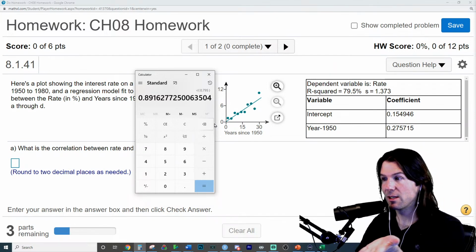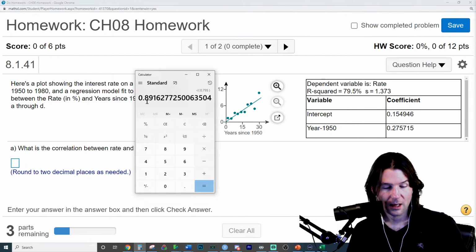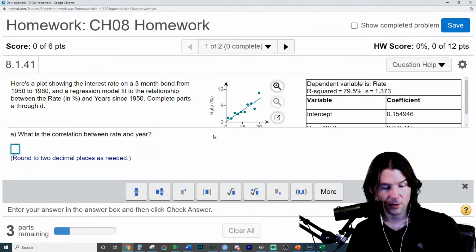Determine if it's positive or negative. Exactly. And it is positive because the slope goes up. So we're good. Slope goes up. Positive. We're good. Round to 2 decimals.